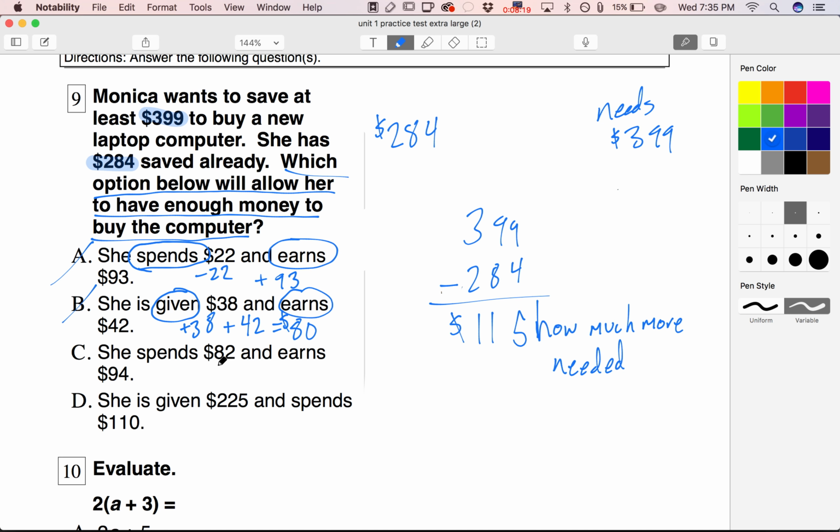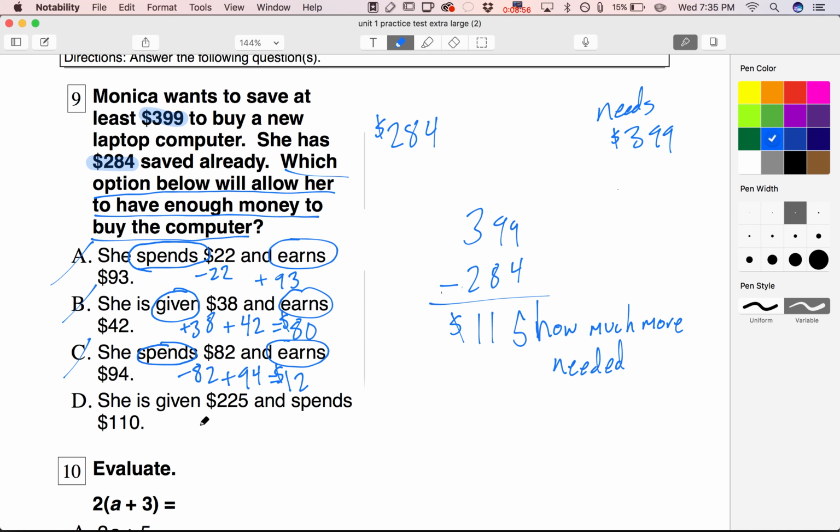She spends $82, right? Spends $82. So looking at the word spend, actually I want to circle the word spend. So looking at this, that would be a negative 82. So she lost $82. She earns 94. Now this one, does it add to more than 115? Nope. So she lost 82, then 94. So she's actually at, what is that, 8 plus 4, $12. She only has $12 from this transaction.